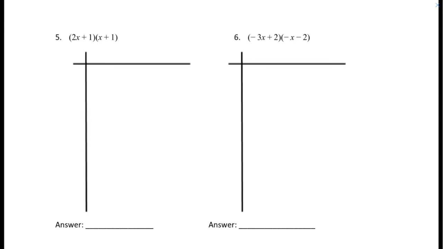So let's take a look. We have 2x plus 1 and then x plus 1. So I'm going to model that first expression over on the left, the 2x plus 1.